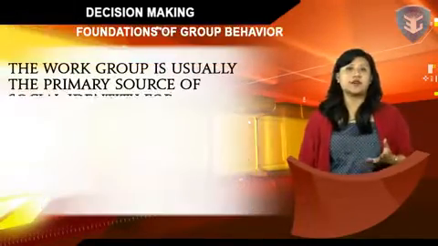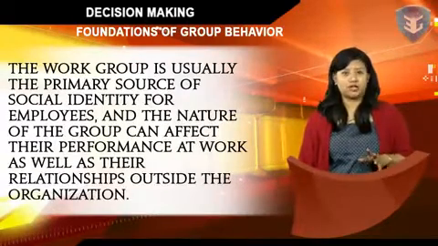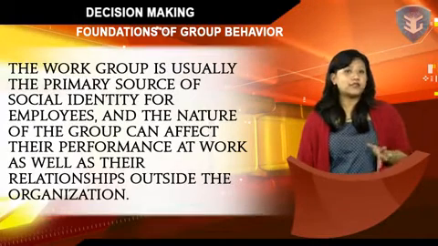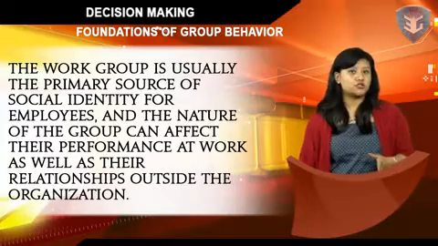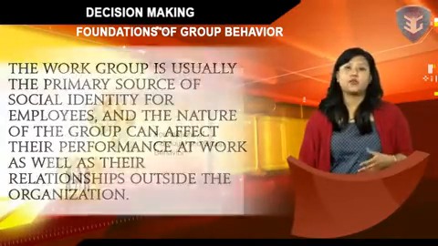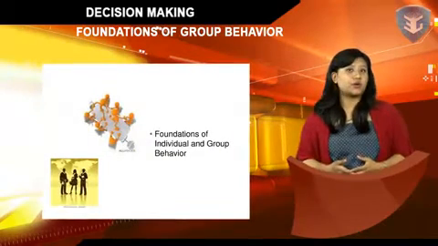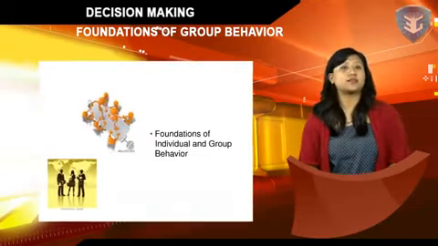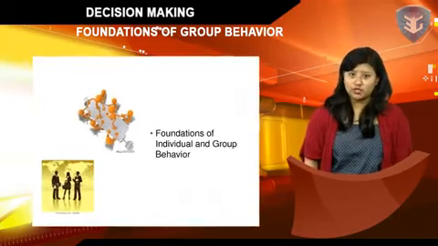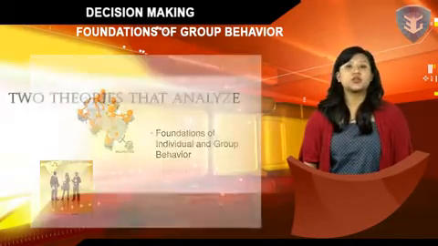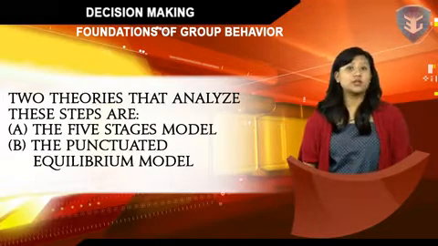Let us now discuss the foundations of group behavior. The work group is usually the primary source of social identity for employees, and the nature of the group can affect their performance at work as well as their relationships outside the organization. There could be many reasons why people form groups. The propinquity theory of group formation attempts to explain why some people come together to form groups. Yet another popular theory of group formation is the exchange theory. Two theories that analyze these stages are the five stages model and the punctuated equilibrium model.